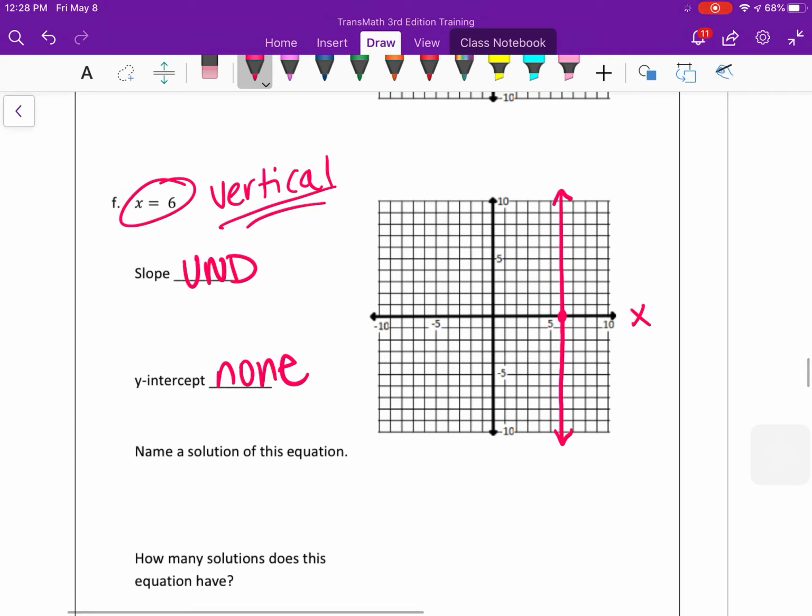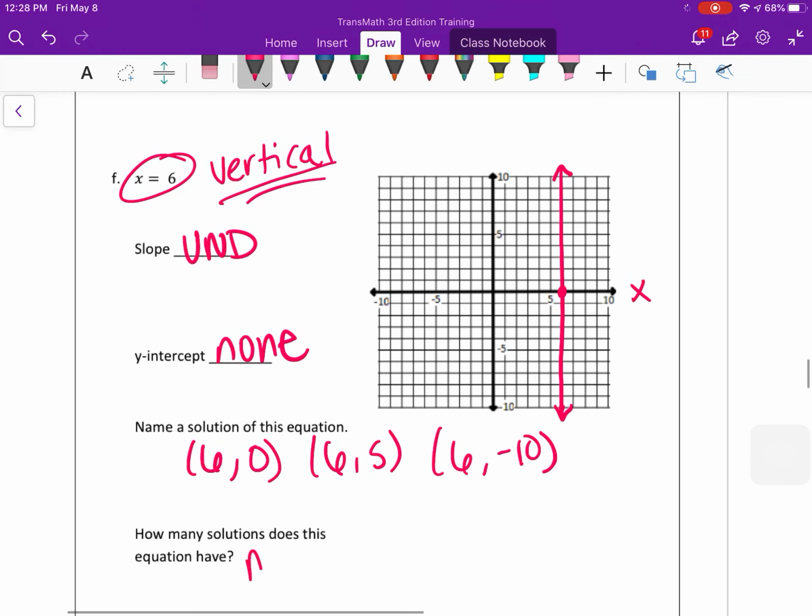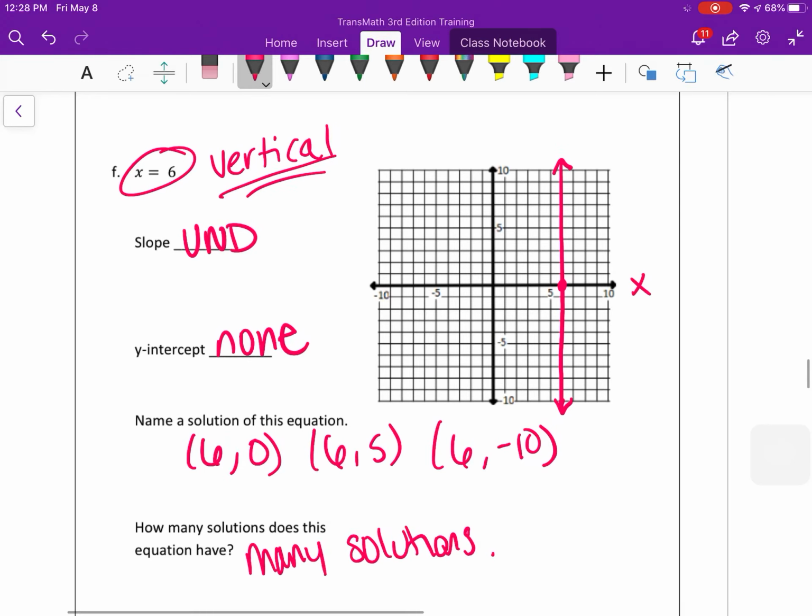A solution to this would be any point on that line, so any point that starts with -6. -6, 0, -6, 5, -6, -10 down here, anywhere along that line. Anytime x is -6, it has many solutions. Again, infinitely many solutions to be exact. It goes on forever in both directions.